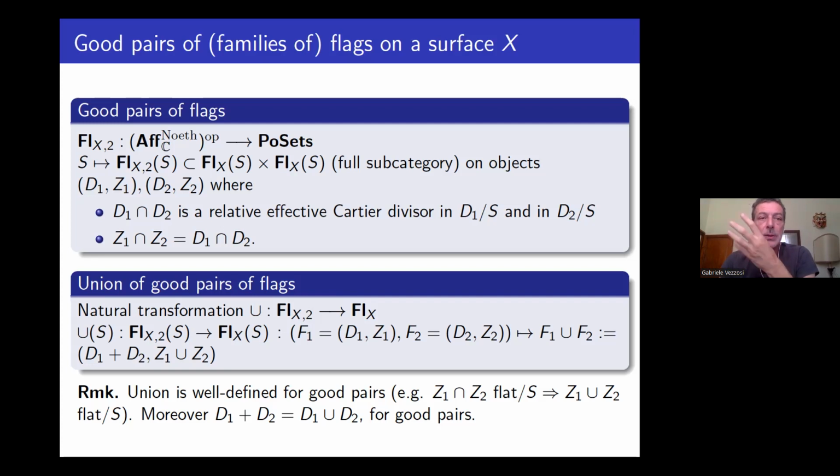Okay, so you can think about these good pairs as being in good position, or transversal, but the precise definition is the one I gave here.